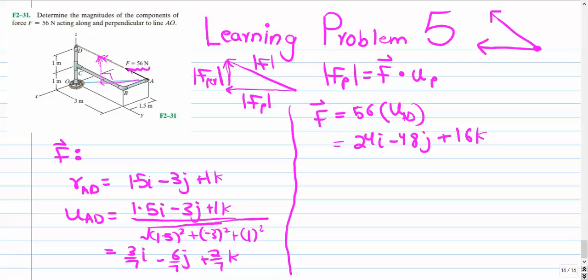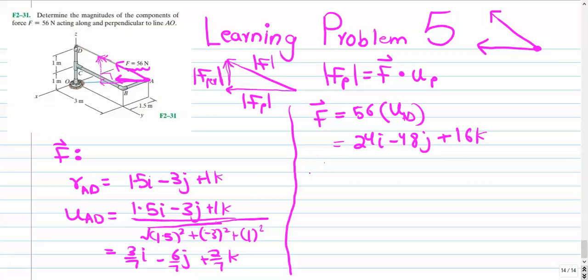So since our force vector F is directed in this direction from A to D, our unit vector along the axis line also needs to start from A and go the other direction. In other words, their tails need to meet. Okay, so you can't find the unit vector from O to A. It needs to be from A to O, just like the force vector is from A to D. Both of their tails need to meet, okay?